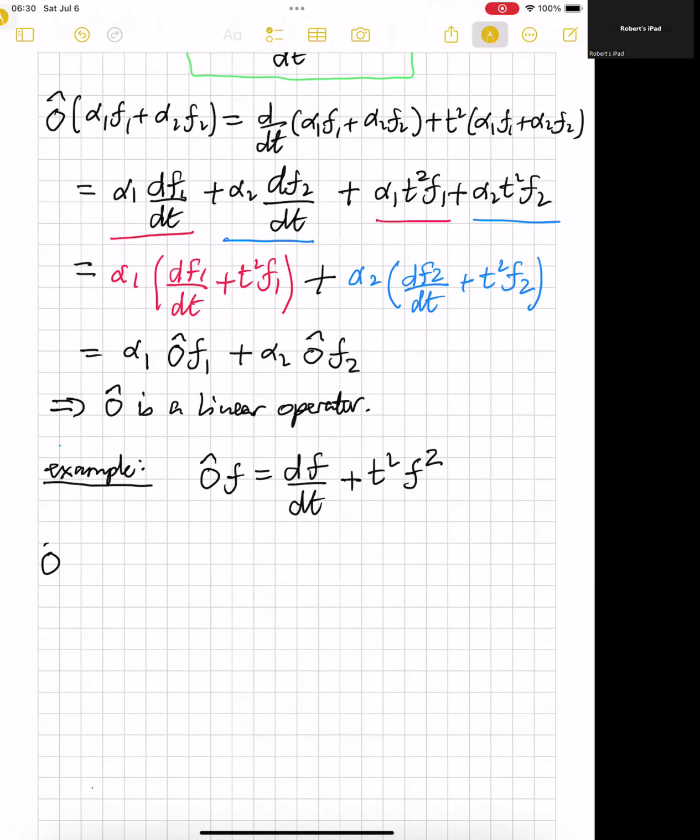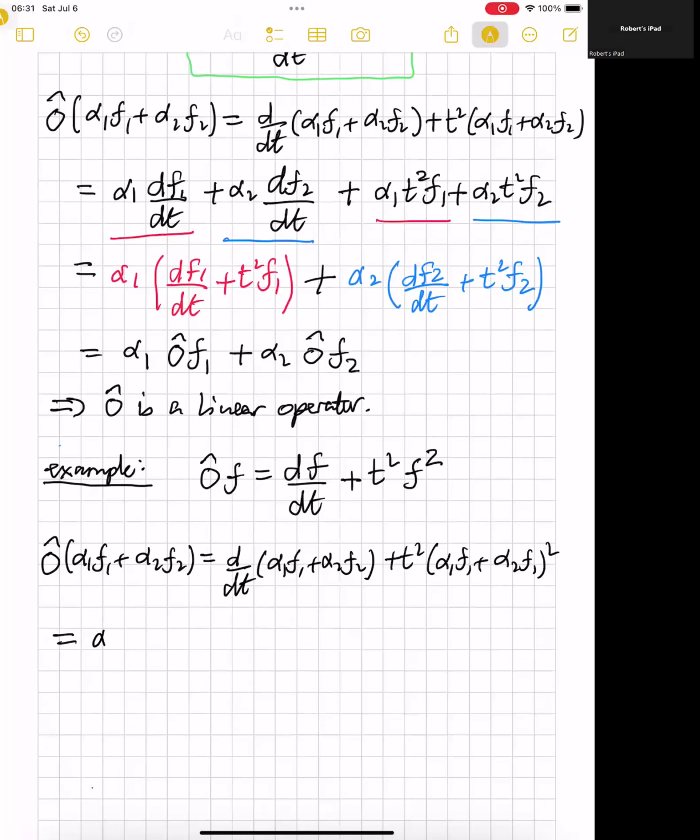So now we can take O hat acting on alpha 1 F1 plus alpha 2 F2. So same logic. So this is again going to be a d by dt of alpha 1 F1 plus alpha 2 F2 plus t squared. And now we've got the square of alpha 1 F1 plus alpha 2 F2. What is this equal to? Well, the first term we've just dealt with. So that one is straightforward. I'm just going to do exactly what I did above. So we get alpha 1 df1 dt plus alpha 2 df2 dt.